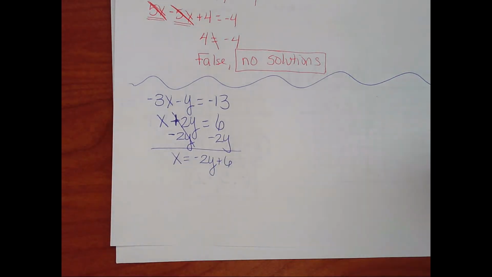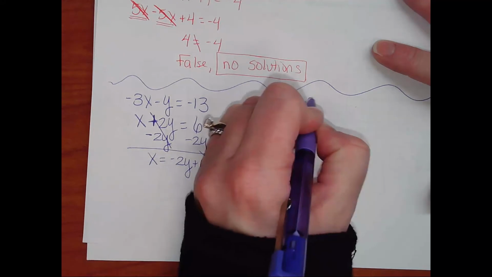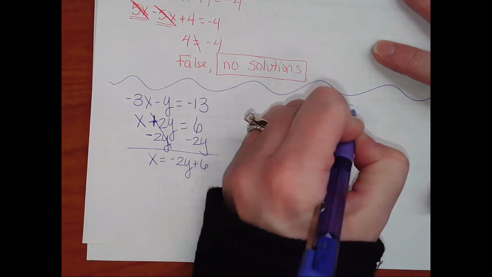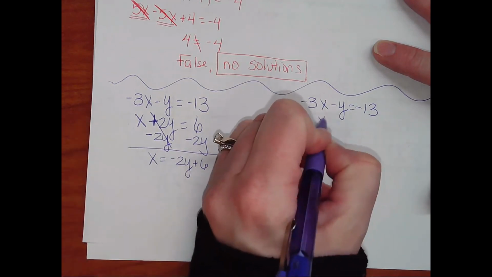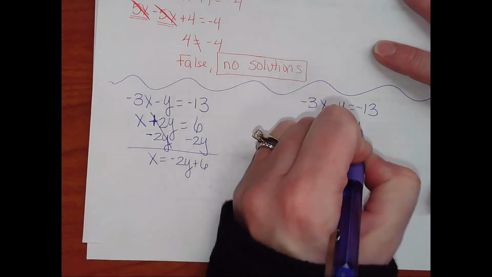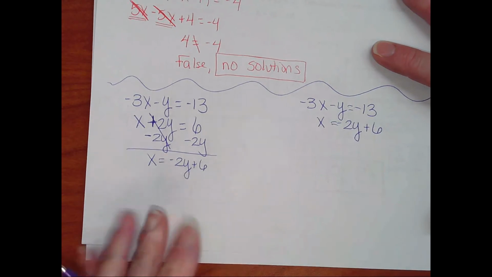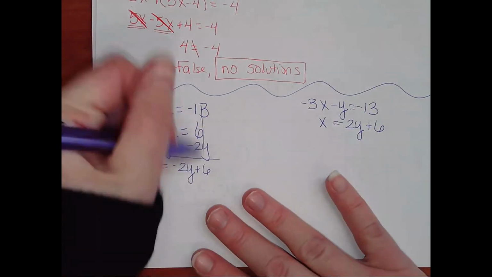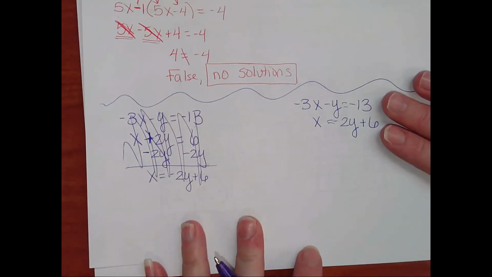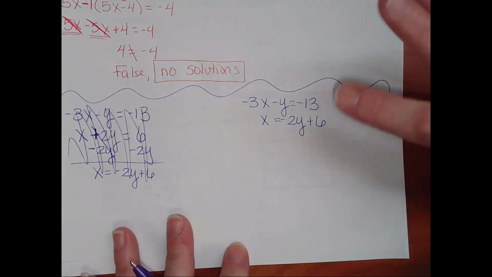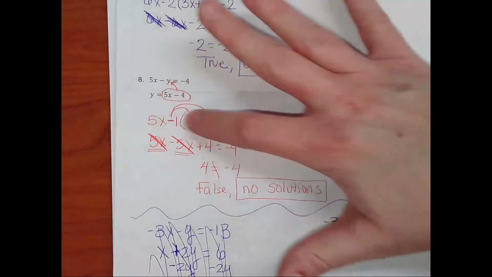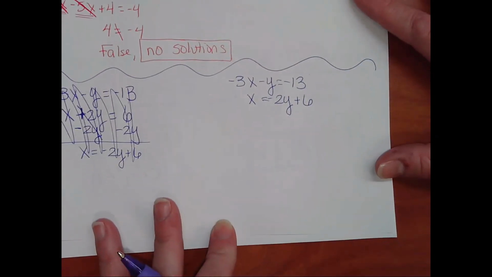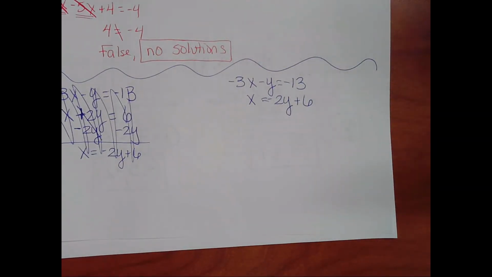So I get x equals negative 2y plus 6. So now my system of equations is negative 3x minus y equals negative 13. And I solved this one, and I now have x equals negative 2y plus 6. So basically my old system can go away, and this is what I now have. This is very similar to these ones now because one of the variables is already solved for, by itself.